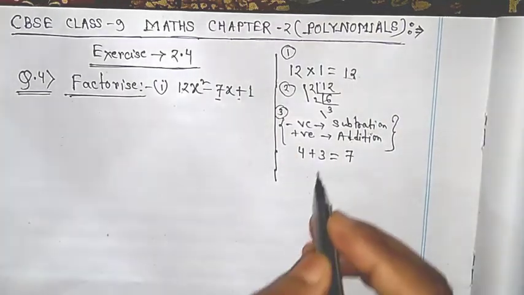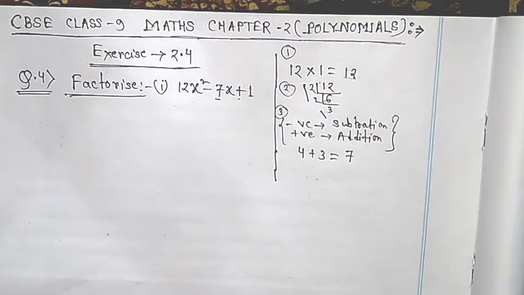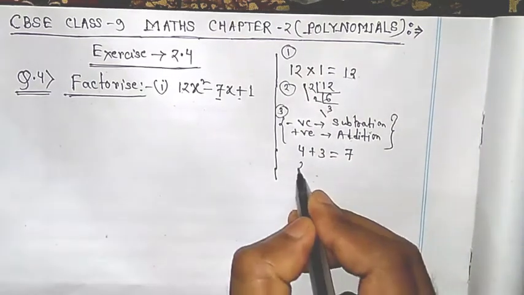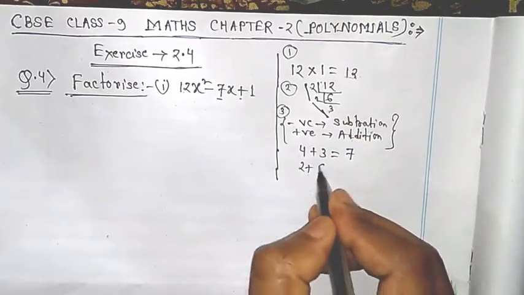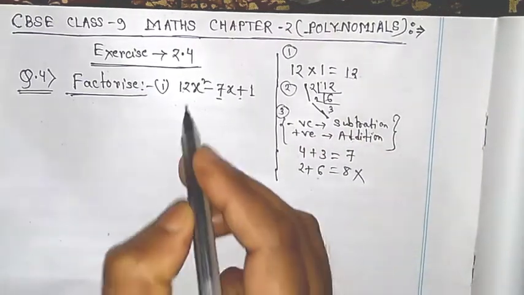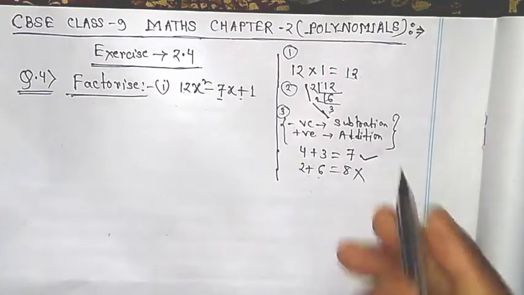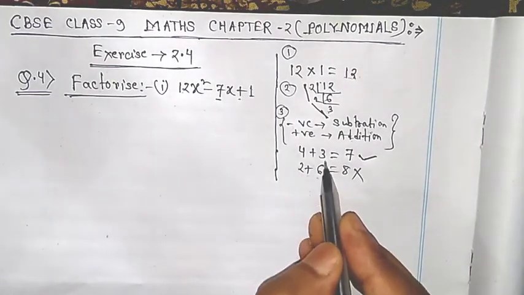Okay, if we go through another way, that 2 into 3 into 2, so 2 plus 2 into 3, means 6, is equal to 8. That is not what we need here. So this is the correct way. Okay, so we have to add 4 and 3.